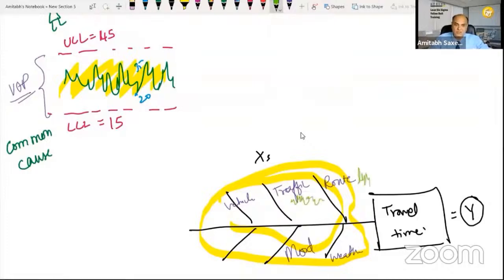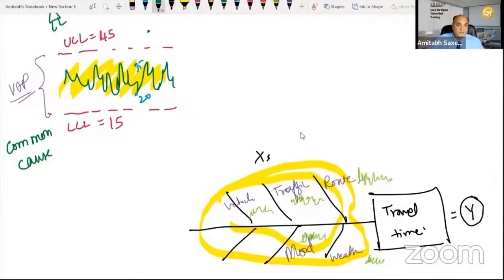Traffic has some variation every day. Route has some variation every day. All these causes, and mood also varies every day. All these variations put together and combine to produce this 15 to 45 minutes. I'll continue tomorrow, day after tomorrow, I'll continue to operate in 15 to 45 minutes.